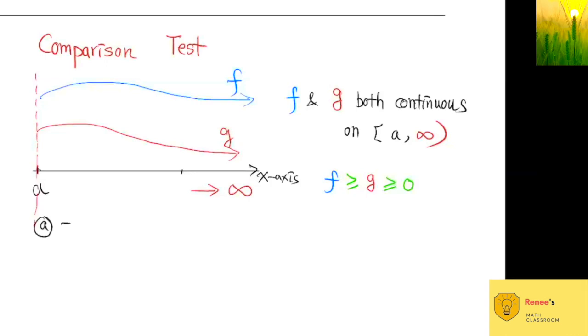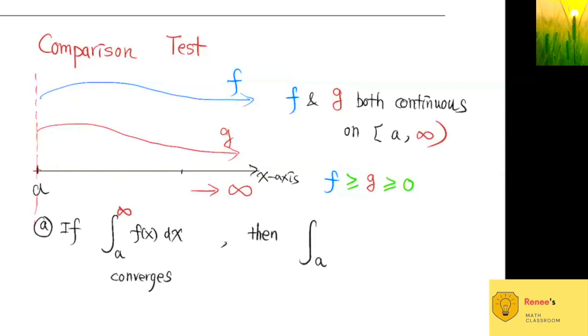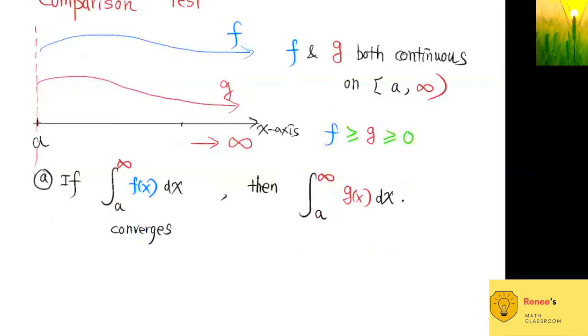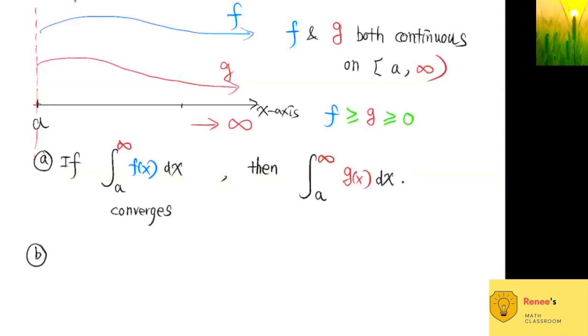If the area under the top curve f is finite, then so is the area under the bottom curve g. Since the integral of the function f from a to infinity corresponds to the area under the curve, we have: if the integral of this function f from a to infinity is convergent, then the integral of this function g from a to infinity would be convergent also.